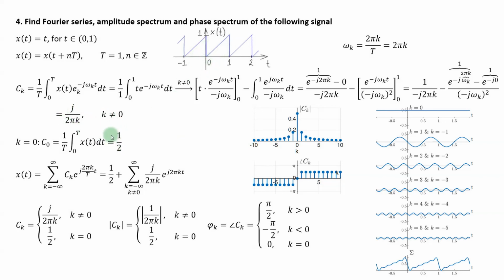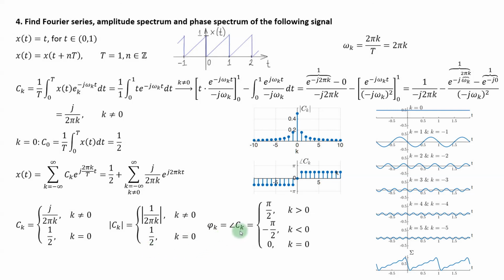Now when I use these values of my coefficients, I can write the Fourier series of my signal in this form. These are the coefficients, this is the complex spectrum of my signal. When k is different from 0, the complex spectrum is this, which comes from here, and when k is equal to 0, the complex spectrum is 1/2, which comes from here. Now the amplitude spectrum. The magnitude of this complex number is this, and the magnitude of this complex number is this. Therefore, this is the amplitude spectrum of my signal.